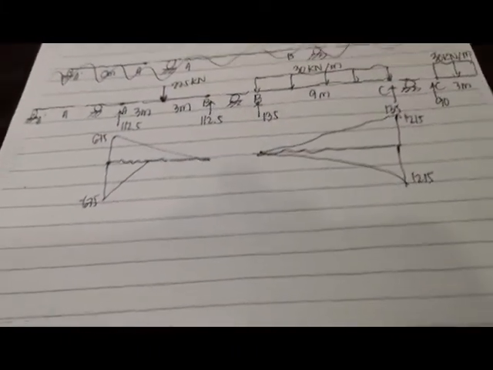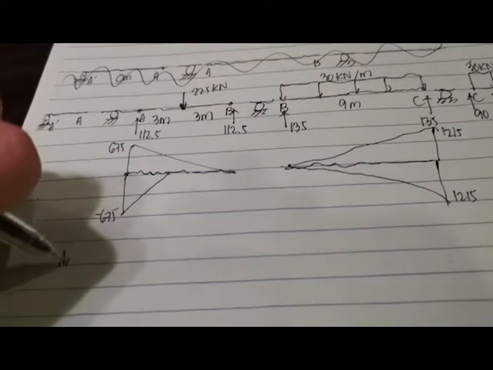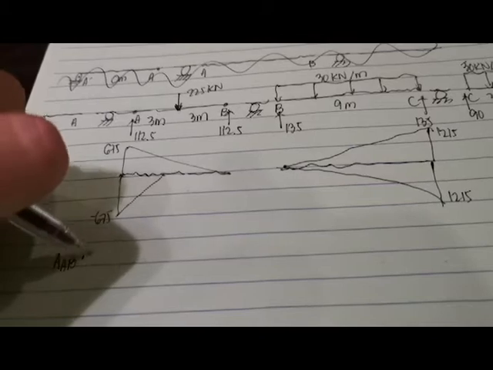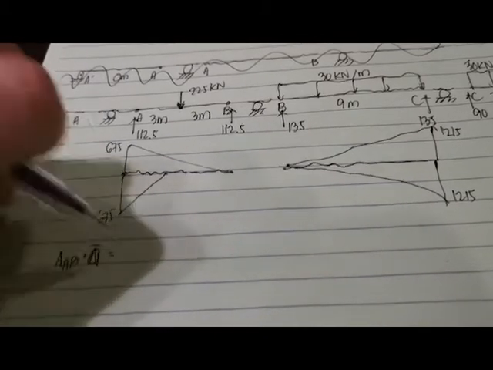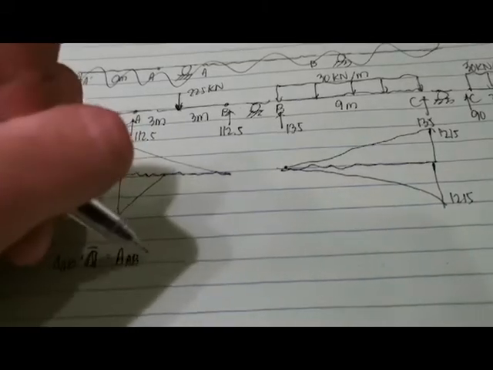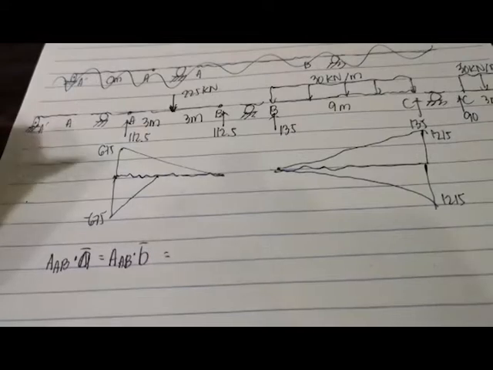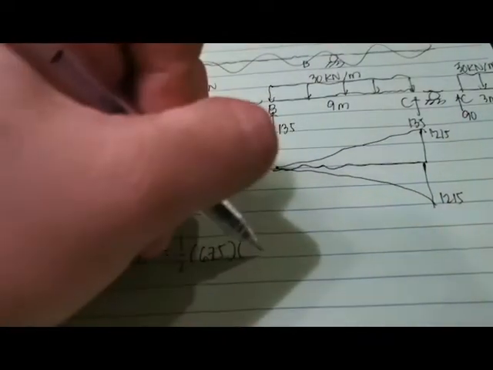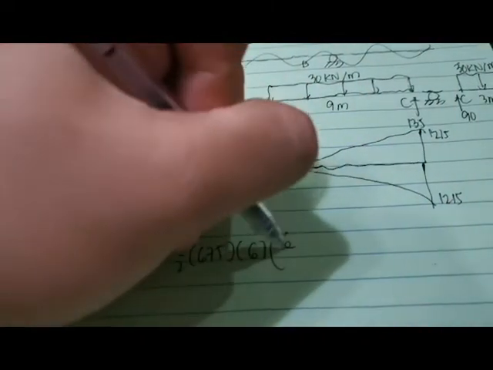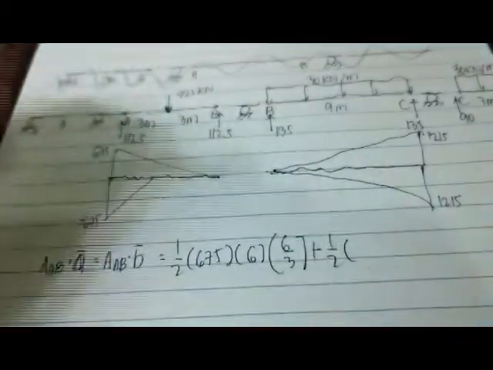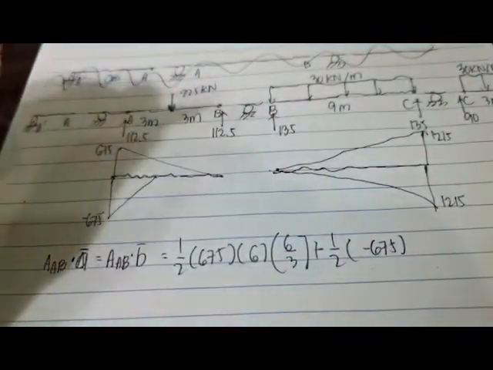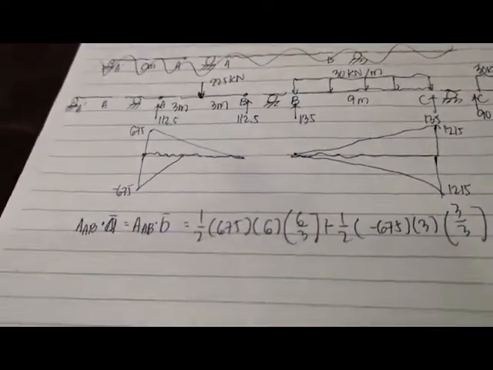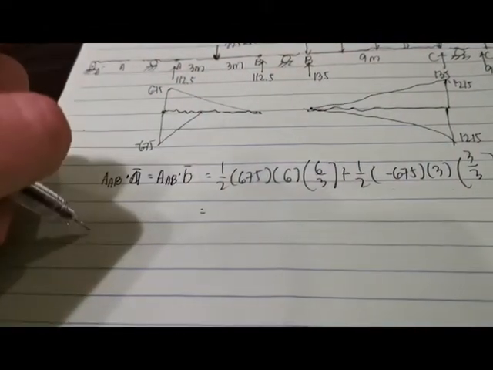Okay? So therefore, your area AB times A, which is also equal to area AB times B, is equal to 1/2 times 675 times 6 over 3 plus 1/2 times negative 675 times 3 over 3. Okay, next. Let's compute it later.